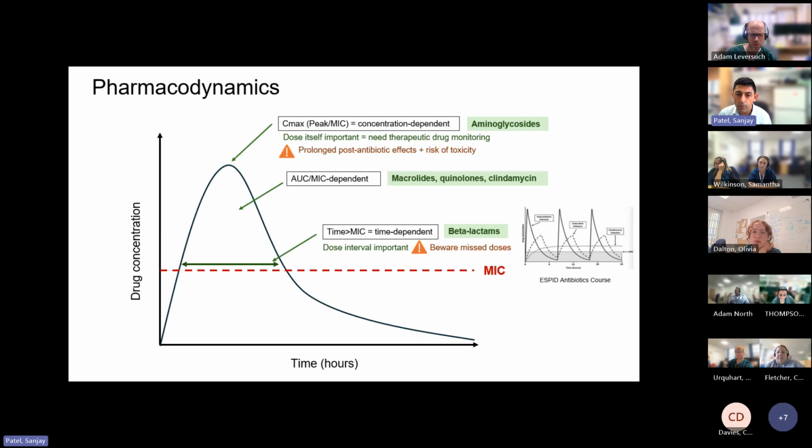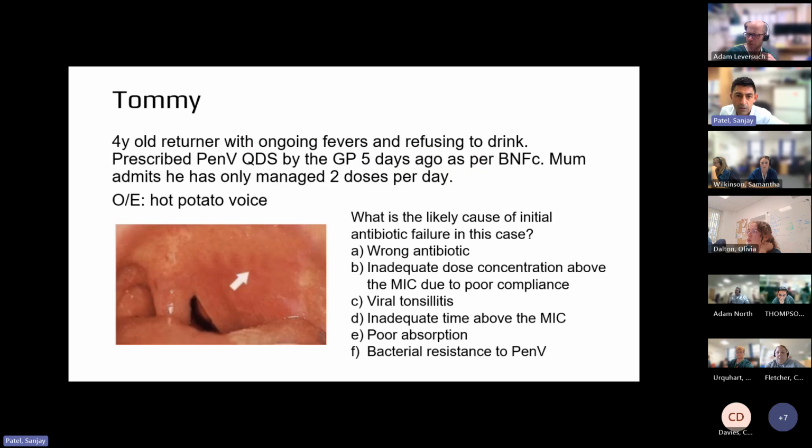And it's really important because if you don't understand that your beta-lactams work on this time over MIC bit, you don't understand the importance of making sure that when you give them flucloxacillin, it really does need to be taken at the times it's supposed to be. Otherwise, it just doesn't work. And that would be the reason for your treatment failure. So, really important principle, pharmacodynamics. So let's wrap up.